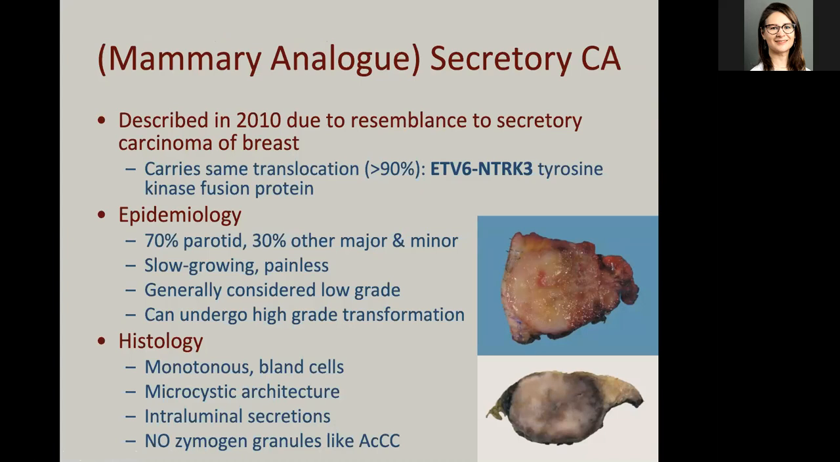So secretory carcinoma, formerly known as mammary analog secretory carcinoma, was described due to its resemblance to the secretory carcinoma of the breast. It is defined by its morphology as well as this ETV6-NTRK translocation. NTRK is now becoming important in tumor biology because it can be targeted, right? It can be targeted with these NTRK inhibitors. And so therefore, mostly for salivary gland, there is no targeted therapy with the exception of tumors that have NTRK gene rearrangements. Okay, such as this.